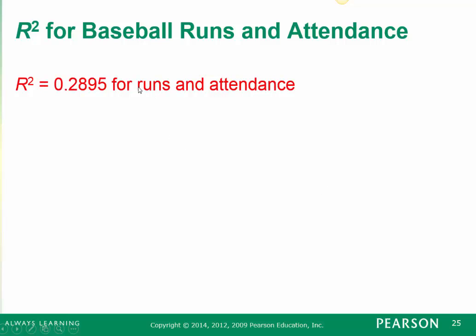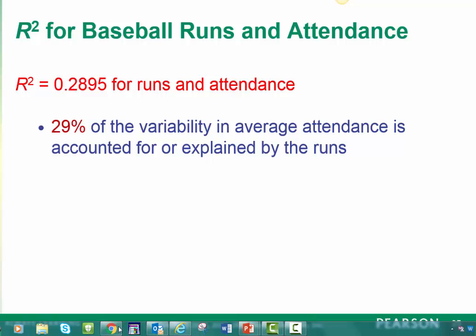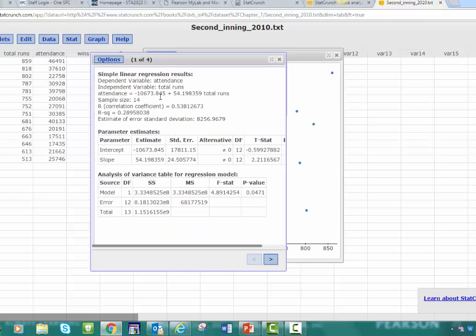And so we can use another statistic called R squared. And this tells us the amount of variation in whatever we're trying to predict that's accounted for by the model or explained by the runs. And so if I go back to my output in StatCrunch and flip back, you'll see this on the output right here. Here's your R squared for this problem. So it's about 29% for the baseball problem. The R squared is 29%.